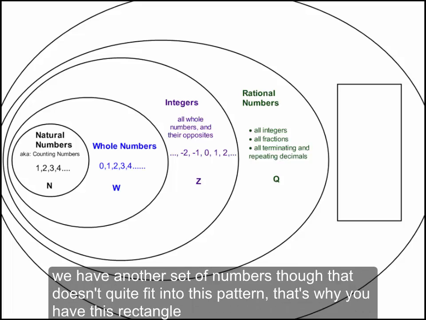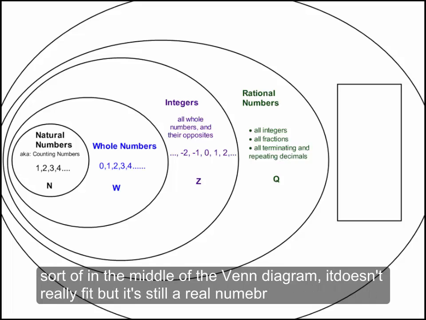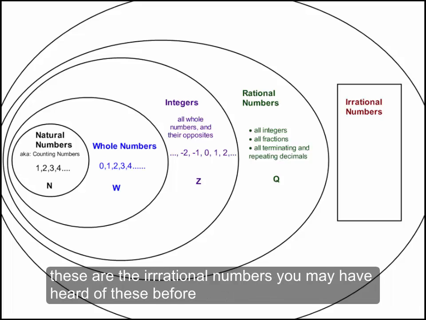We have another set of numbers, though, that doesn't quite fit into this pattern. That's why you have this rectangle sort of in the middle of the Venn diagram. It doesn't really fit, but it's still a real number. These are the irrational numbers. You may have heard of these before.